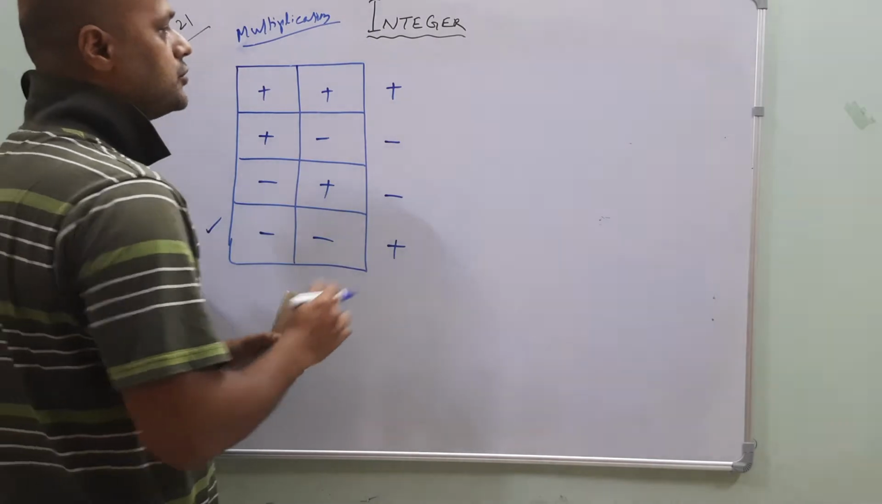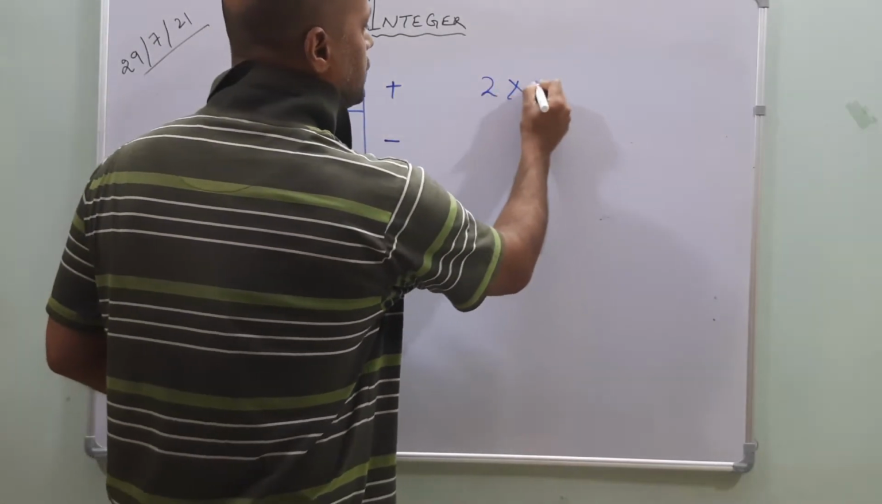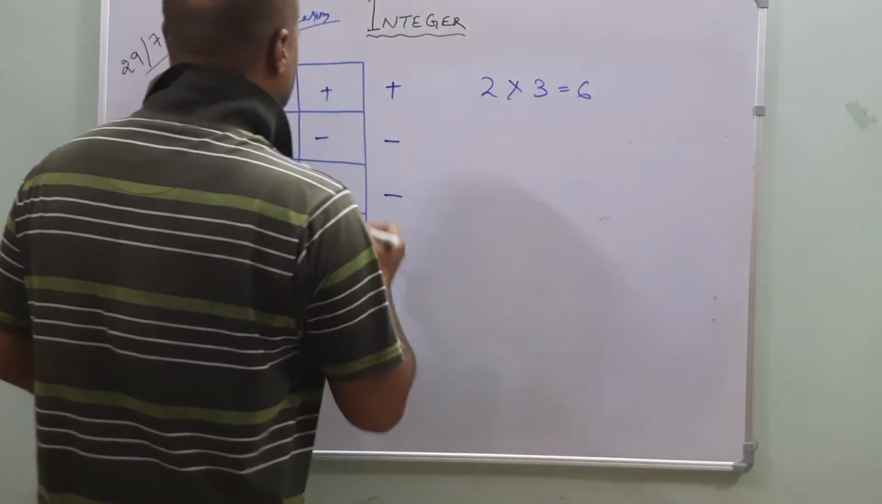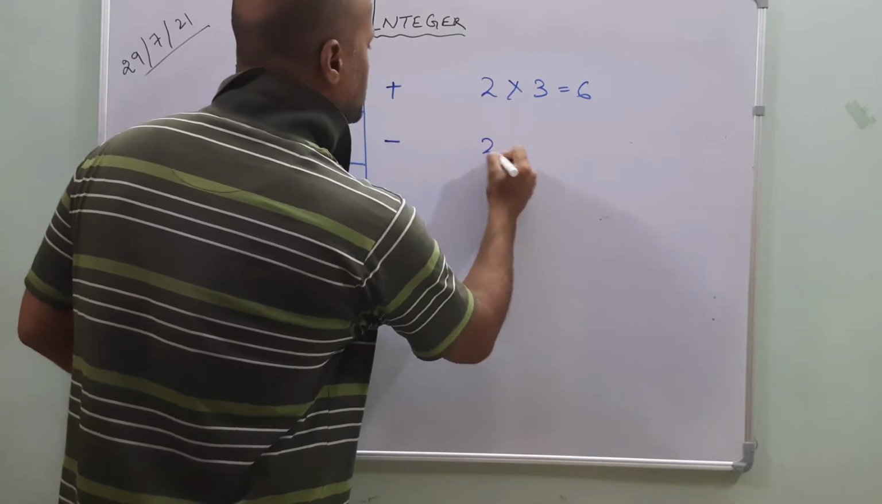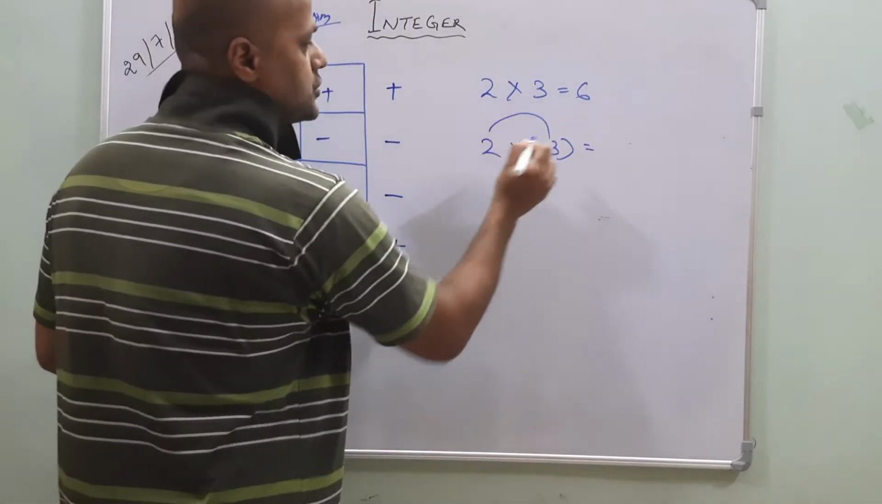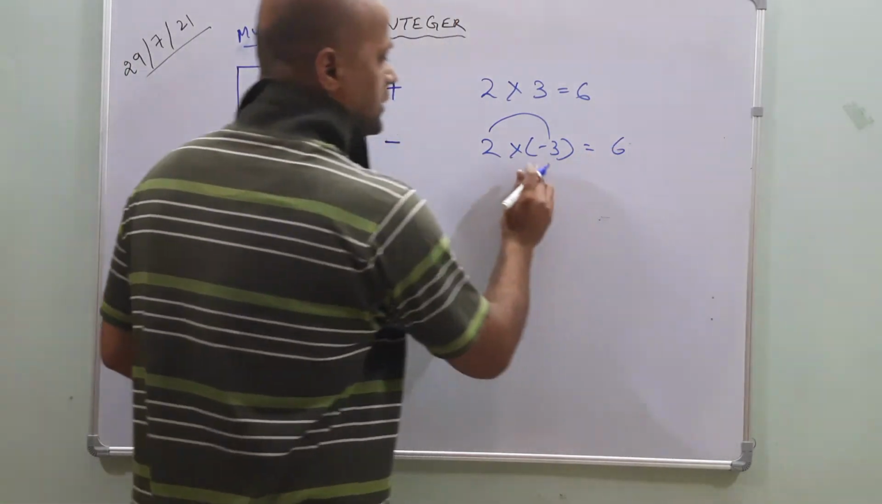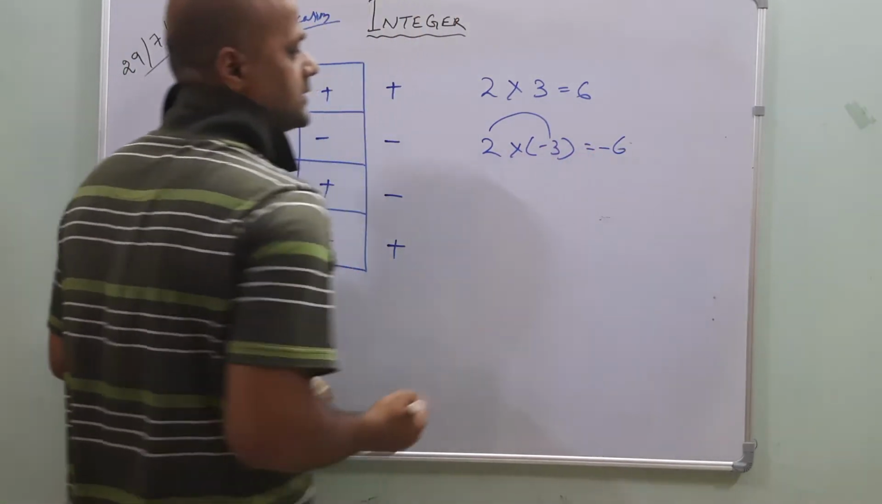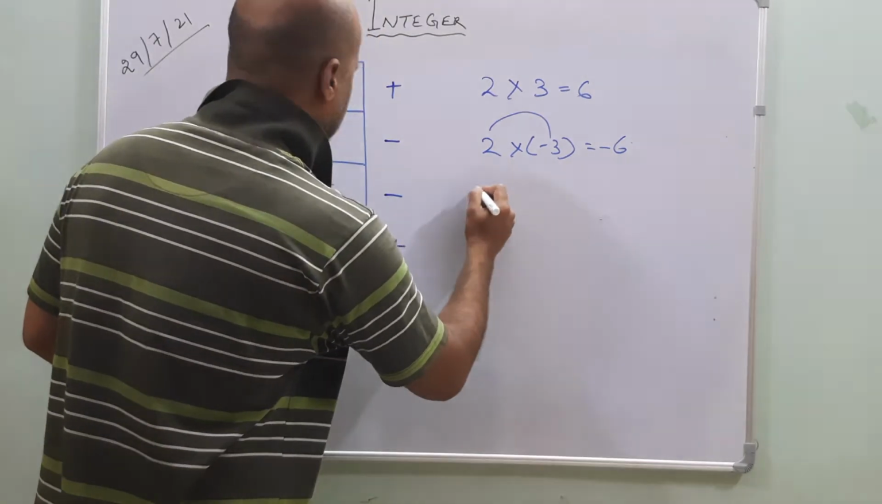So here multiplication is going on, so be careful. 2 into 3 is equal to 6. Here it is 2 into minus 3. Here what will happen? First, multiply these two numbers. 6. Now put the sign. How much? Minus. Okay.